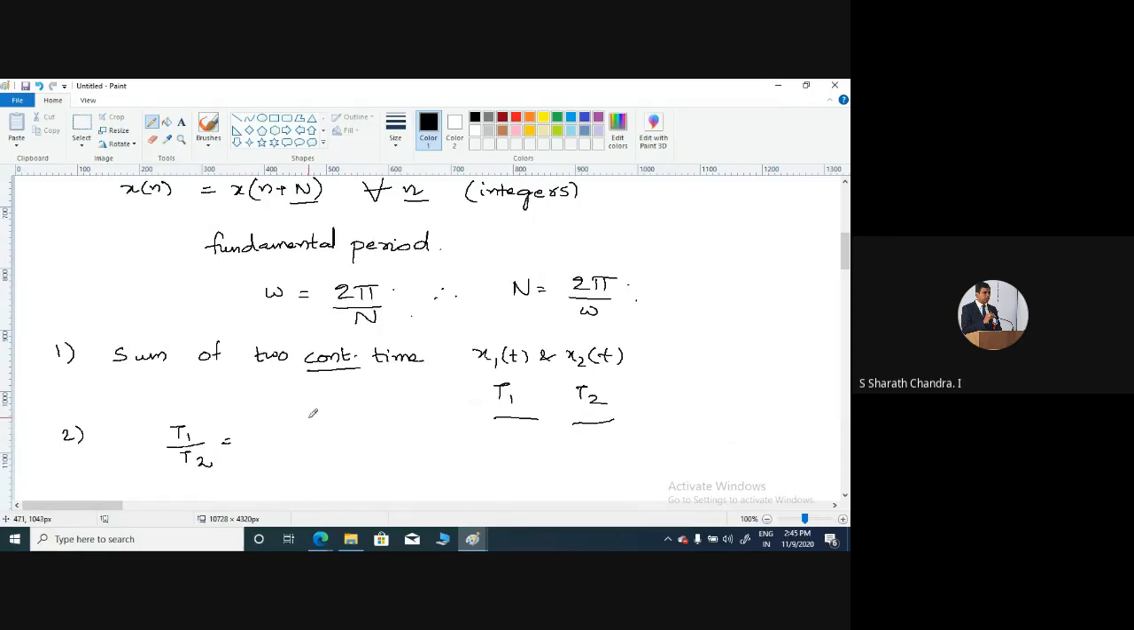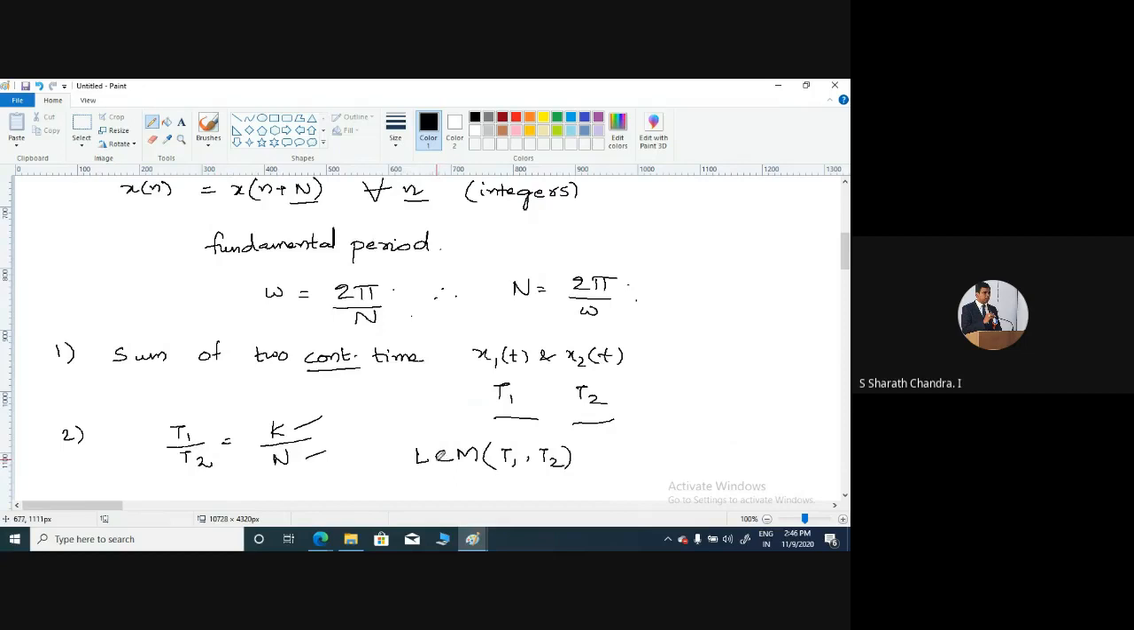It is a rational number of two integer values. Let us consider that it might be represented simply like k by n, where k and n both represent integer values. If T1 by T2 represents this ratio of two integers, that is, a rational number, in such a case we can consider that the sum of two continuous time periodic signals is also going to be periodic. And the fundamental period of that resultant signal can also be calculated by considering the least common multiple, that is, the LCM of T1 and T2.